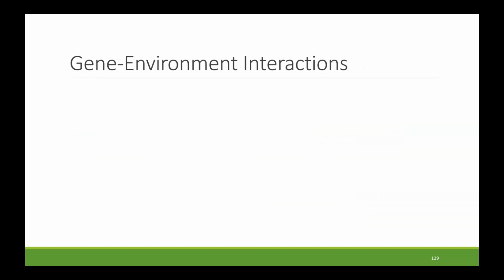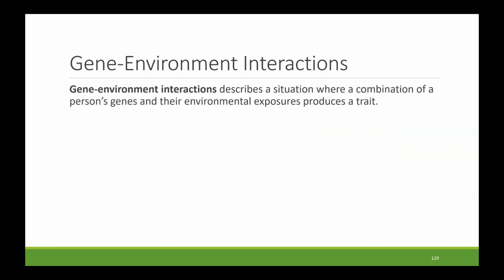There are a few other variations in inheritance patterns that are worth mentioning before we close this lecture. One of these is gene-environment interactions. Gene-environment interactions are where a combination of a person's genes and their environmental exposures produce a trait. So the genes themselves alone are not enough to bring about the phenotype. There has to be something that happens in a person's lifetime to trigger the effect.